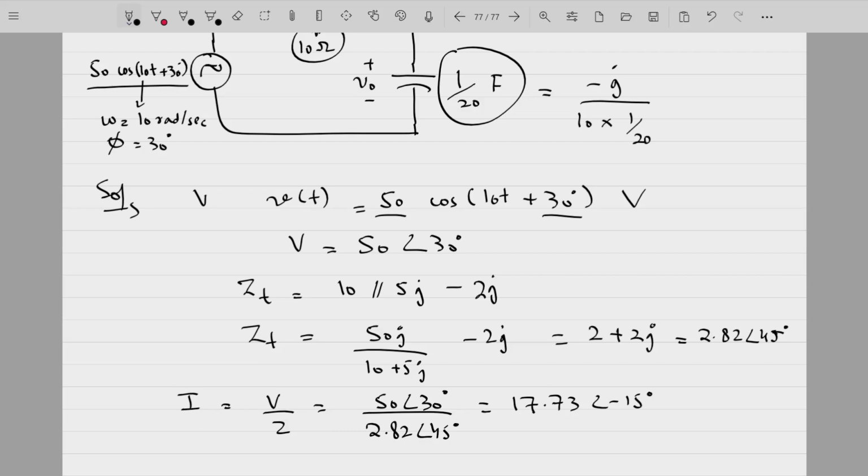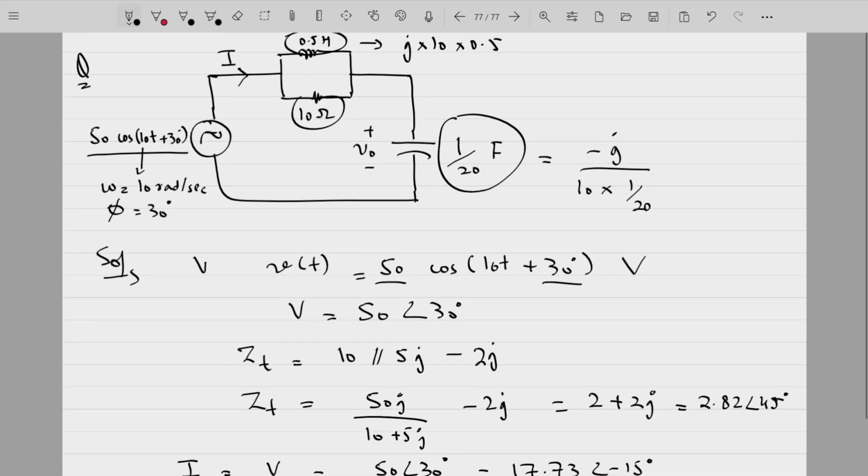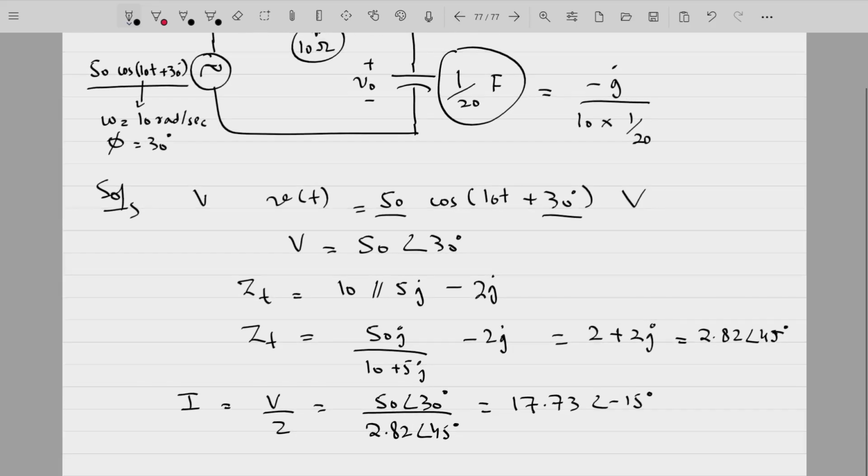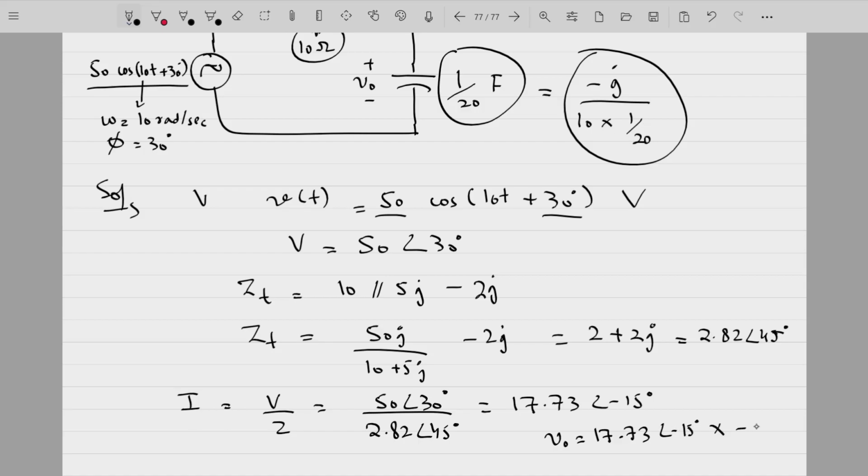सो हमें क्या निकालना है? वी हैव टू फाइंड आउट V नॉट. वी हैव टू फाइंड आउट वोल्टेज अक्रॉस दिस कैपेसिटर. अगर ये आपकी करंट है, वोल्टेज अक्रॉस दिस कैपेसिटर विल बी current into this impedance, minus J divided by 10 into 1/20. So V naught will therefore be equal to 17.73 angle minus 15 degree into minus 2J.